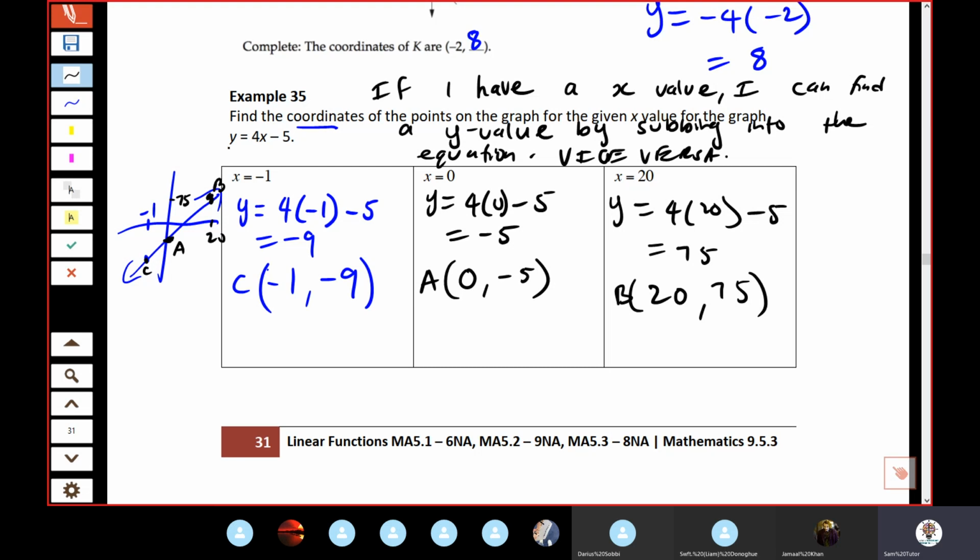So if I had y, you just sub in the y value and you solve for x. Let's just say y is equal to negative 1, find me the x value. Well, that's easy. Y is negative 1. Again, you're solving for x. So what's the first thing you would do? Plus the 5. And then divide by 4. So when y is negative 1, x is positive 1.